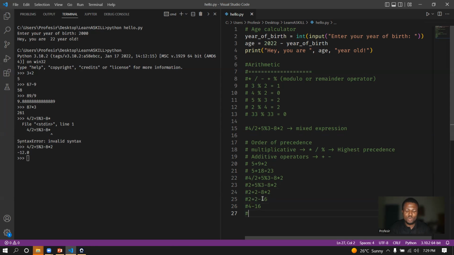Then now we have only the subtraction. So we have 4 minus 16, which gives us what? Minus 12. So that is how the computer evaluates it. Please, is this okay for everyone?